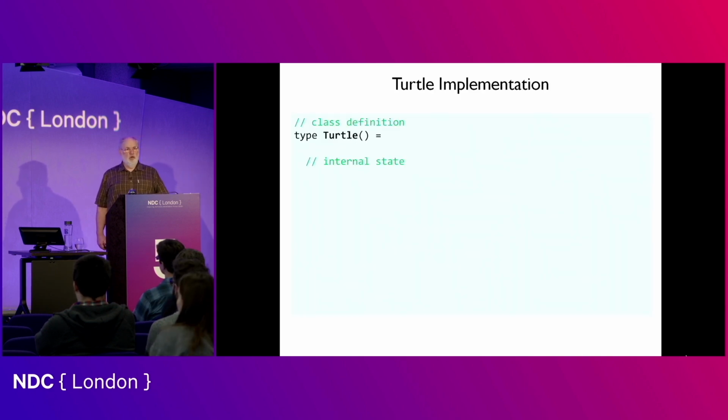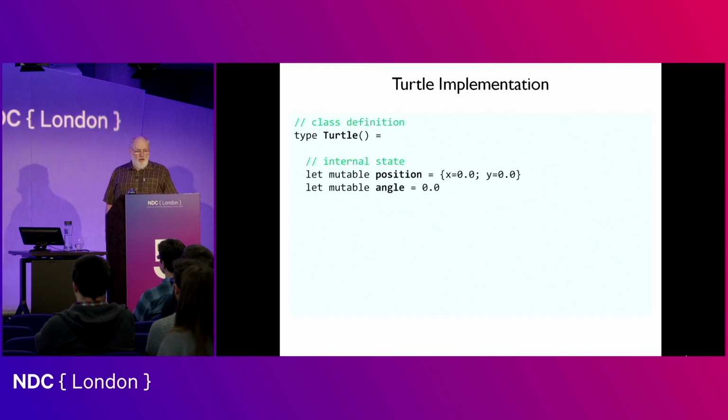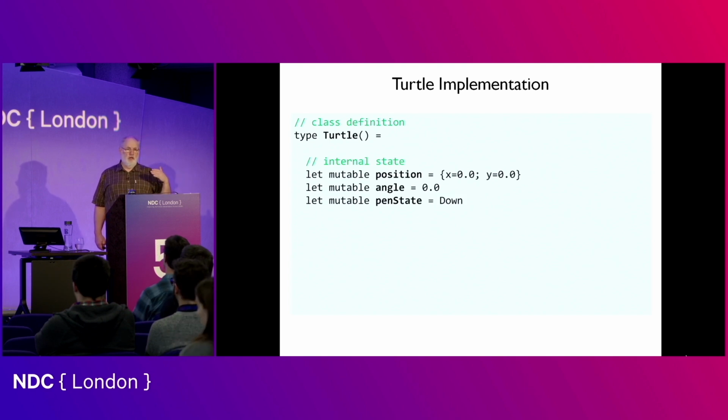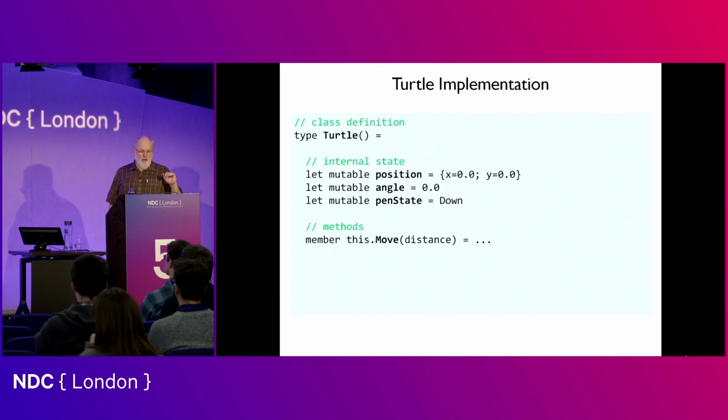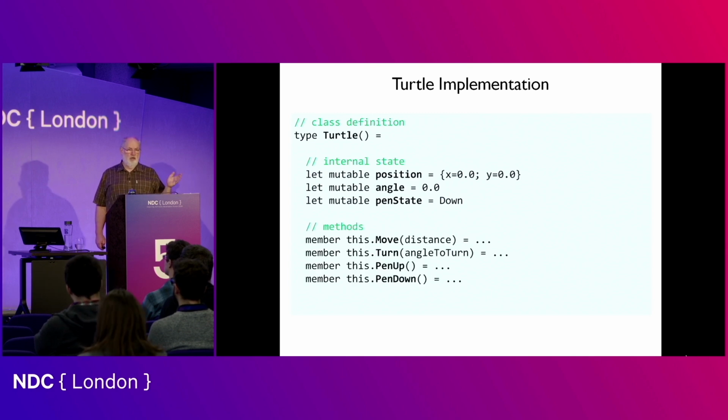So let's look at the implementation. This is going to be OO, so it's going to be a class, and I have to have the internal state, various fields for position, angle, and whether the pen is up or down. And then I have my methods: move, turn, pen up, and pen down. So that is my API.